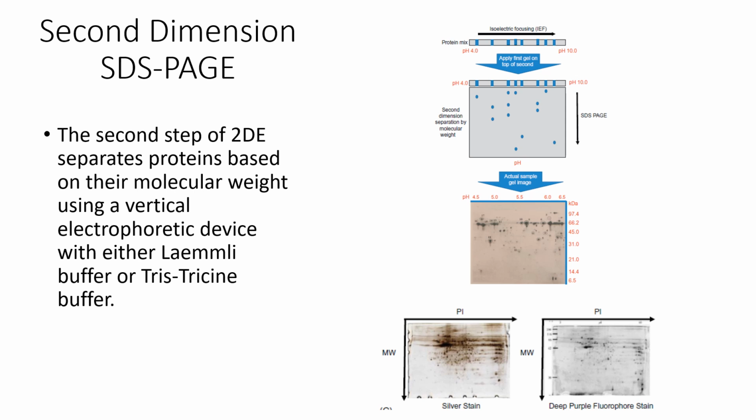So as you can see from the diagram, in the first dimension we separate the proteins based on isoelectric focusing, and after that we place the strip on top of the SDS gel, and then we run the gel, and then the proteins with the same pI will be separated based on their molecular weight. And then you can see all the spots on the membrane. So these are all the proteins in the sample.